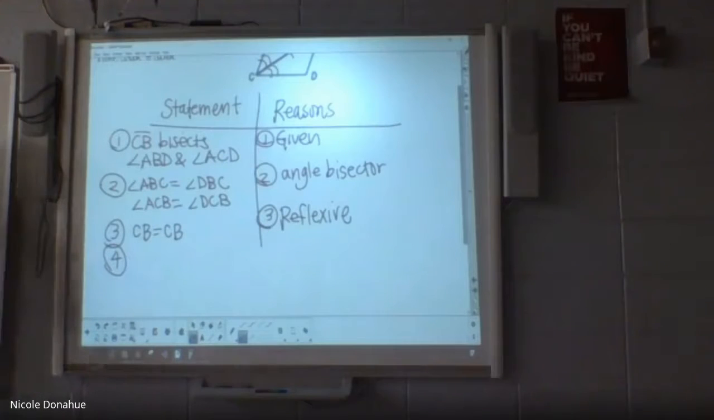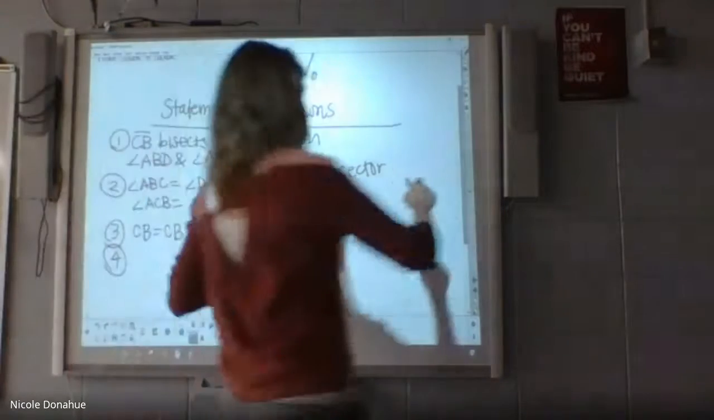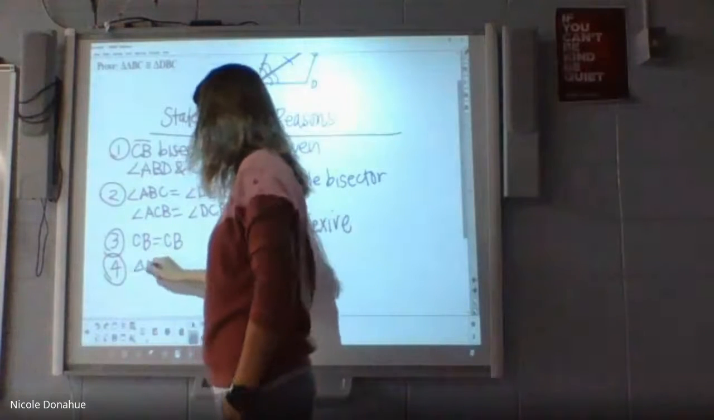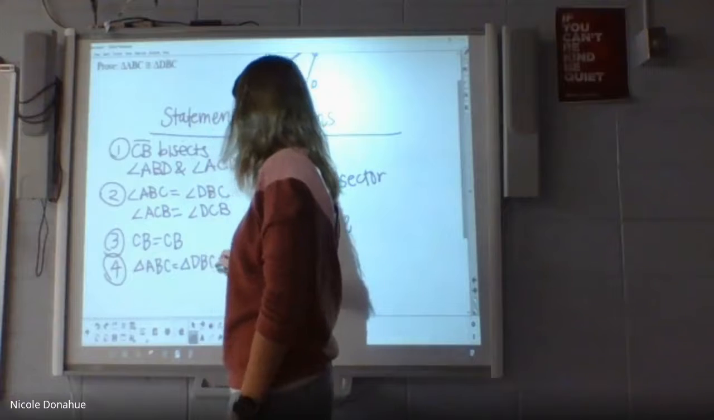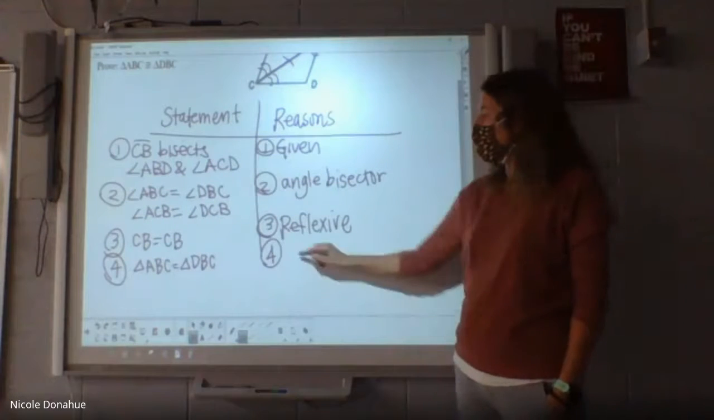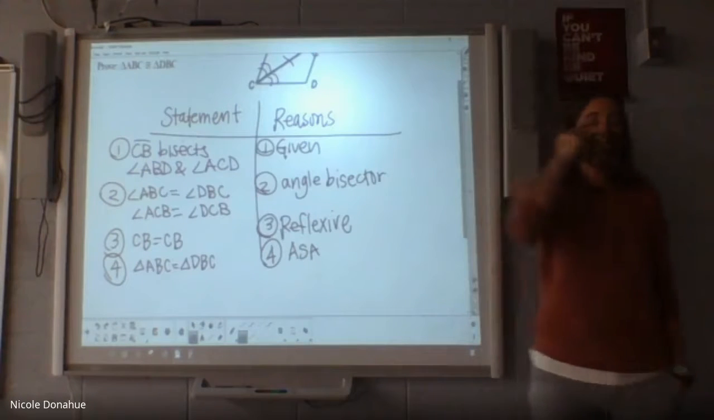Now, do we have enough information to prove this? Yeah, now we have enough because we have two angles and a side. So now I'm going to say what we're trying to prove, that ABC equals DBC. And what's the reason? Angle, side, angle. It's the two angles on either side of that shared side.